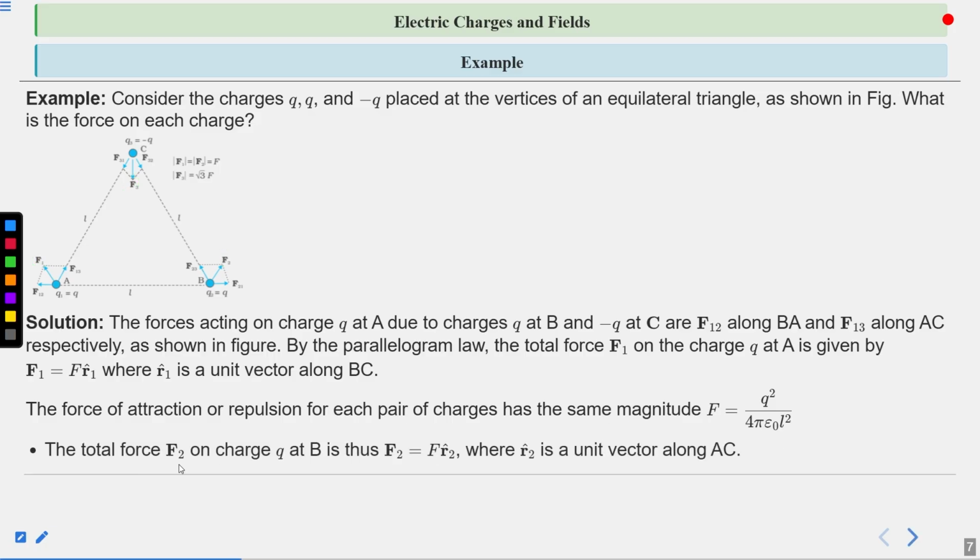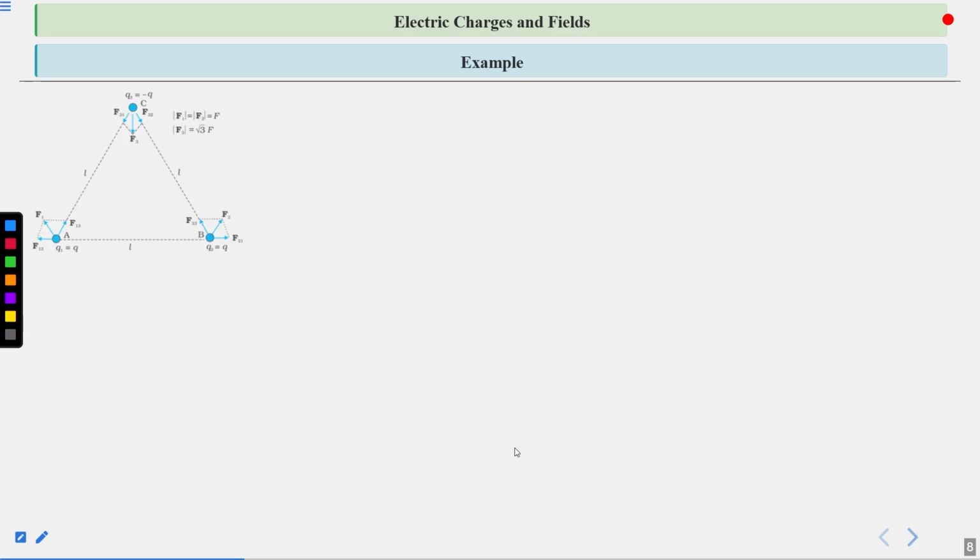So the total force F2 on charge q at B is thus F2 is equal to F r2 cap, where we know r2 cap is the unit vector along AC. r2 cap shows the direction of the force. That's it. Clear?